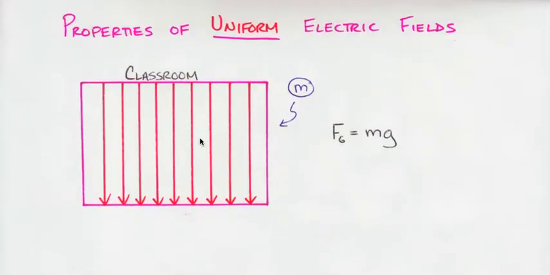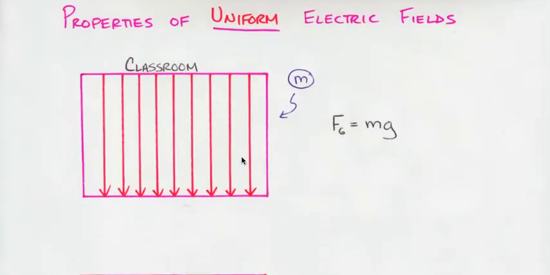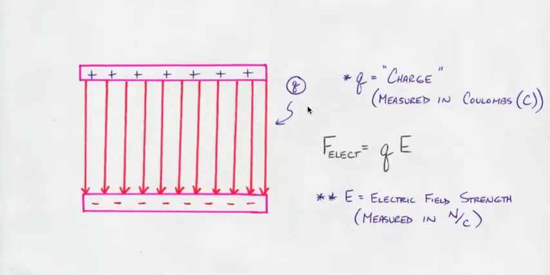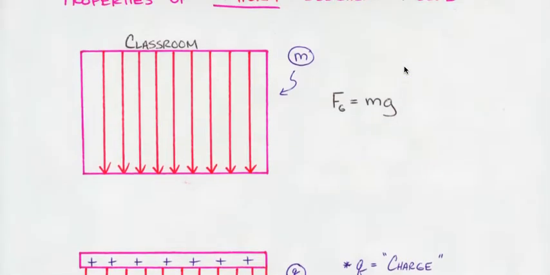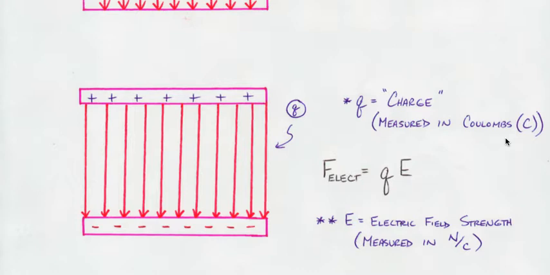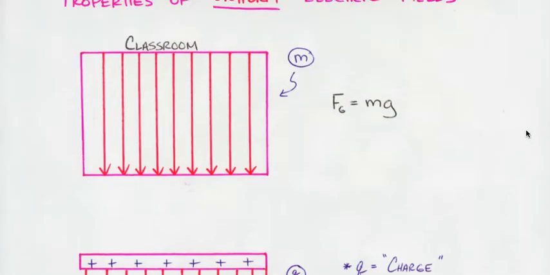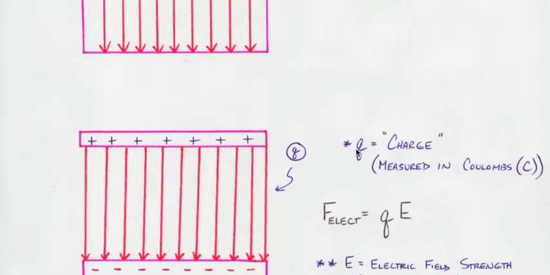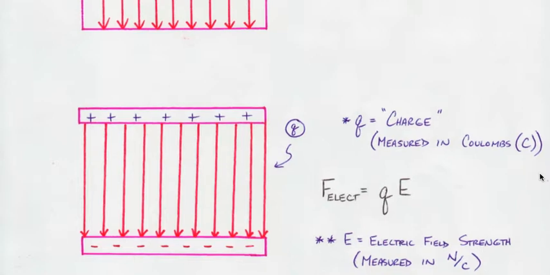Just like I took a gravitational field and inserted a mass, we're going to do the same thing, but electric fields don't act on masses. Electric fields act on charges. We use the lowercase letter q to represent charge. Just like m represents mass, measured in kilograms, q represents charge, measured in coulombs, represented with a capital C.